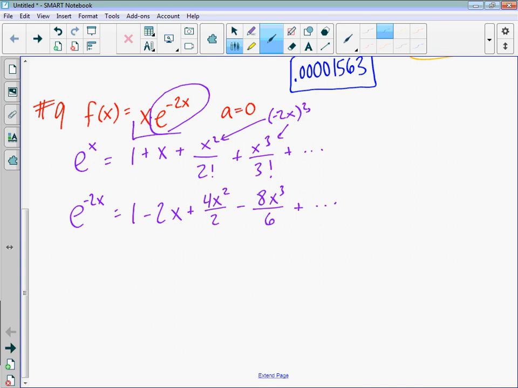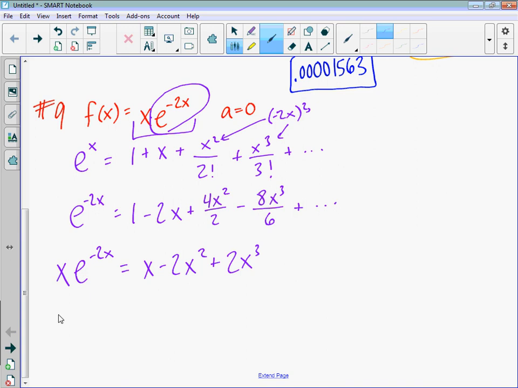Multiply by x, because we got to do one more piece there. So x e to the negative 2x. So you just multiply everything here by x. So x minus 2x squared plus, this is 2x cubed. I just simplified the 4 divided by 2 there. And then multiply by x. So do I really need this one anymore?